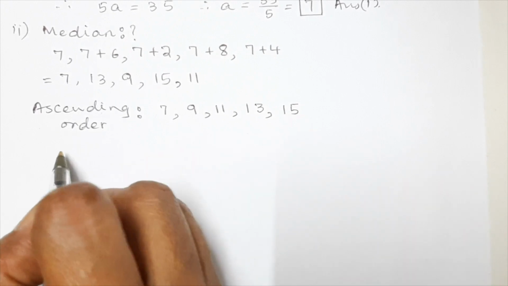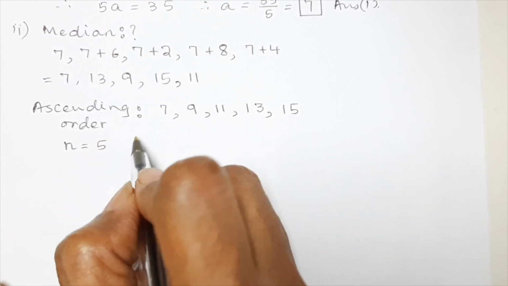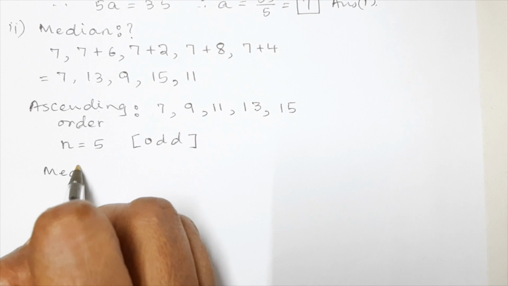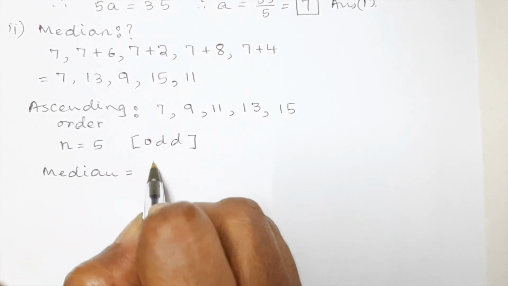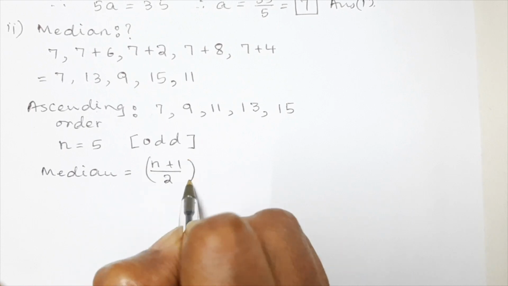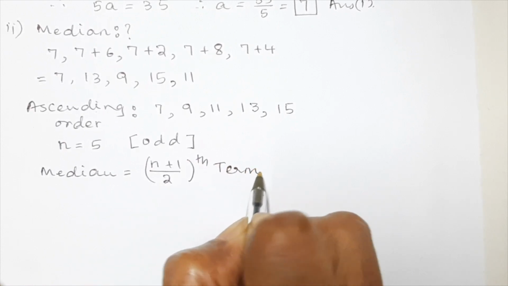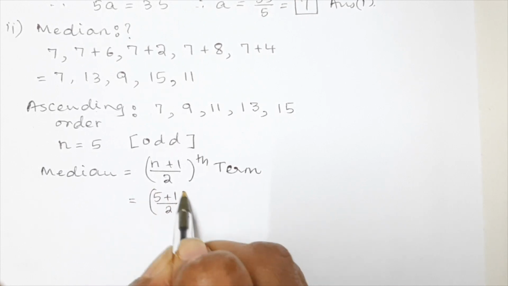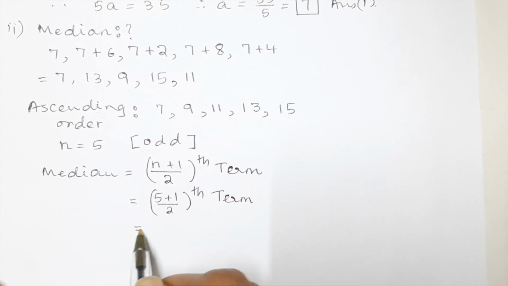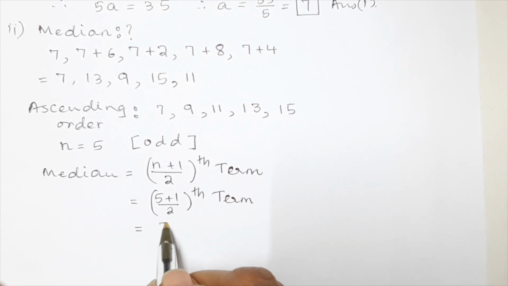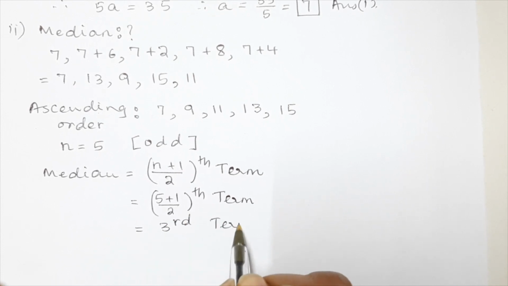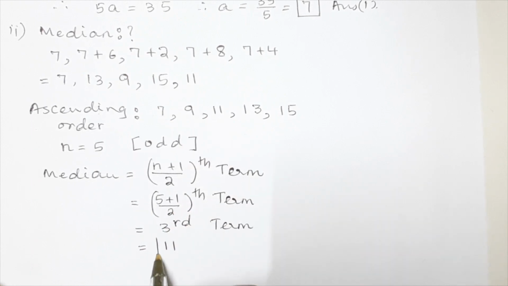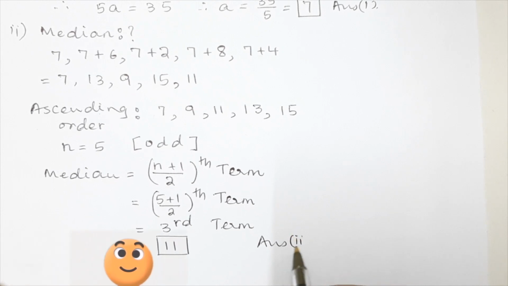And these are 5 values, so your n is equal to 5, which is the odd number. So our median is given as n plus 1 upon 2th term. You remember the formulas. So that becomes equal to 5 plus 1 upon 2th term, which is equal to 6 upon 2, which means the third term. And the third term is 1, 2, 3, so that is 11. And that is our answer 2.